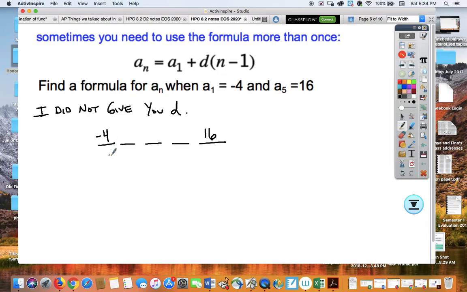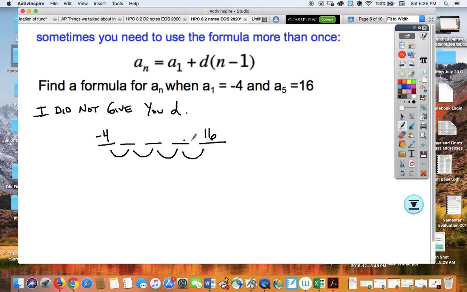I'm trying to figure out what is the common difference. What do I need to add, and then add, and then add, and then add again to get a 16? So how many times are you having to add something? Once, twice, 3 times, 4 times. So I have to span from -4 to 16, and I have to make that jump evenly divisible in 4 jumps. So here's one way to do it.